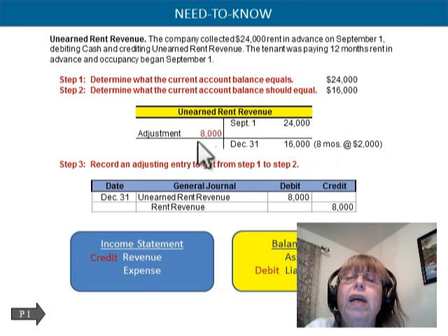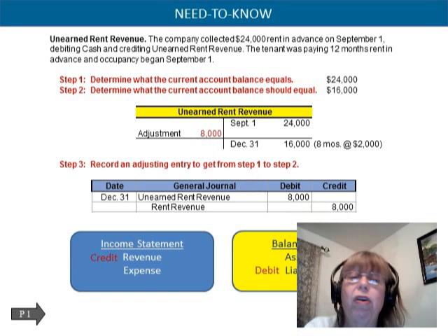So that would be $2,000 a month. Should have 8 months left, or $16,000 worth. Used up 4 months, that would be $8,000. So debit your unearned rent to reduce the liability and credit rent revenue. That rent revenue has now been earned.